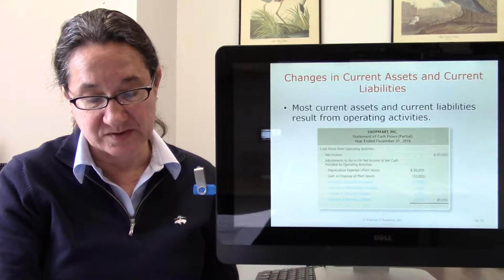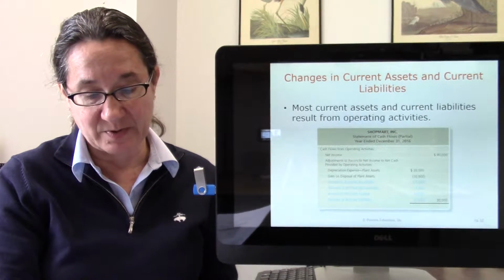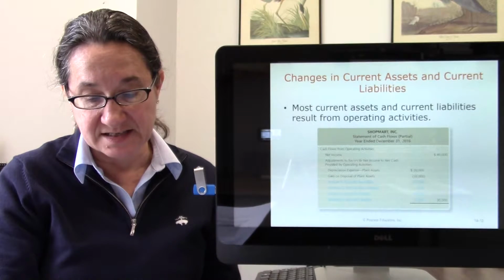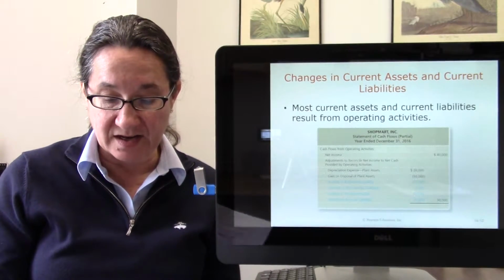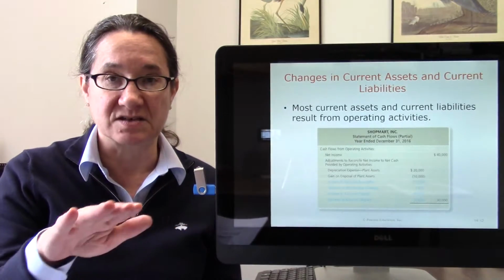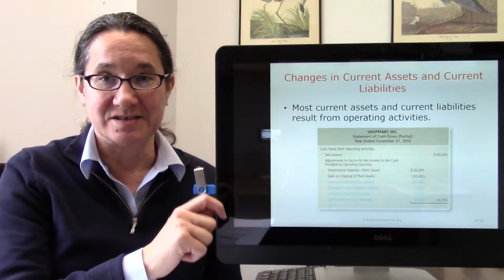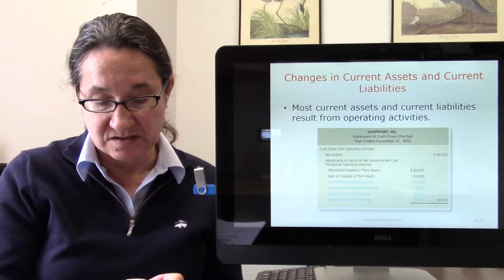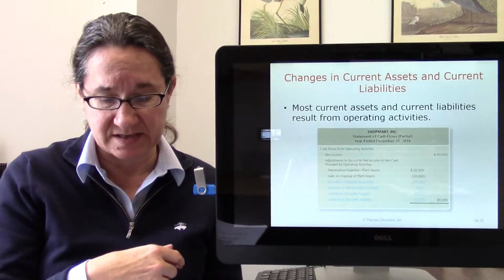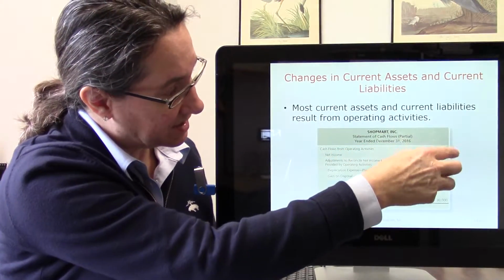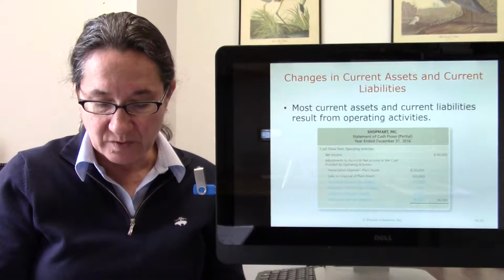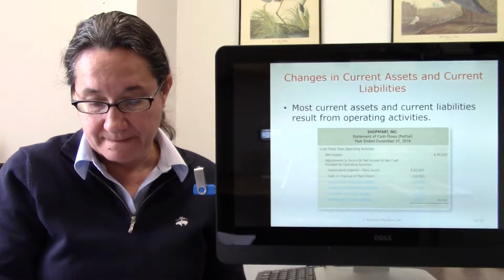Most current assets and current liabilities result from operating activities. For example, accounts receivable result from sales, and merchandise inventory relates to cost of goods sold. Changes in the current assets and current liabilities accounts create adjustments to net income on the statement of cash flows as follows. An increase in a current asset, other than cash, we're not dealing with cash at all when we're doing these adjustments right here. So an increase in accounts receivable means, oh, we sold something but we didn't get cash for it, so we need to take that out of our net income, right? Because we're adjusting the net income. So if I had a sale but I didn't get cash, I need to adjust that, right? So if my accounts receivable goes up, I need to decrease cash.